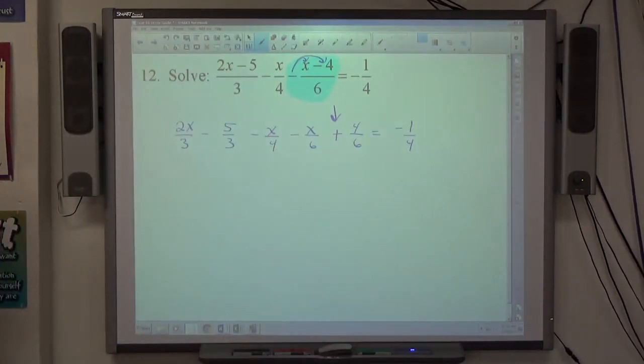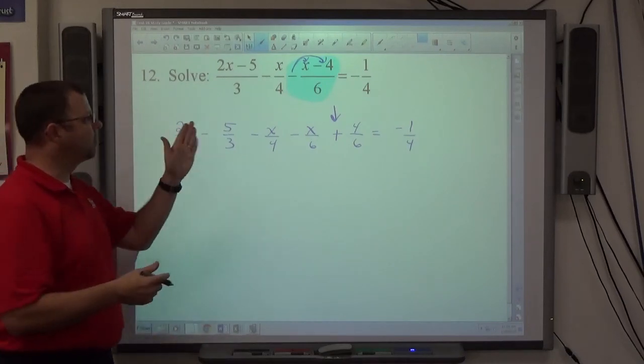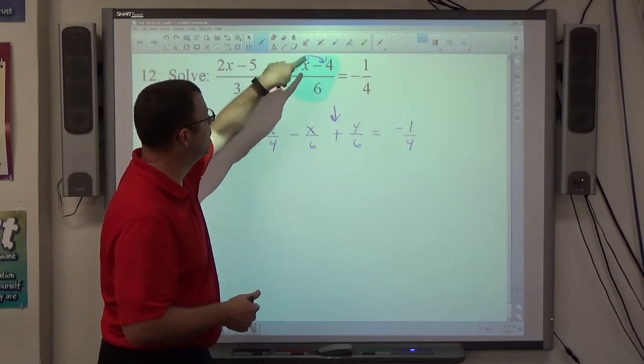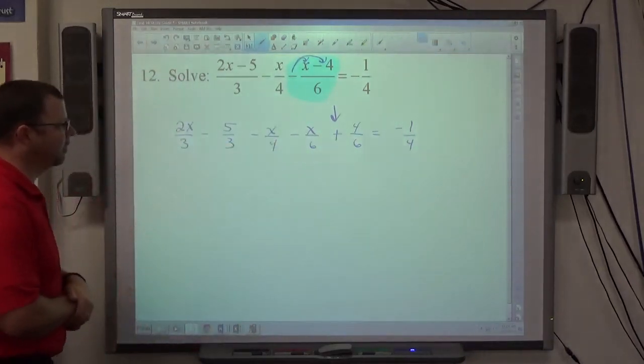So, get everything into a single fraction. Every dual numerator fraction just becomes separate fractions, each over the denominator. This over this, this over this. But again, that minus sign will distribute through, making that fifth term a positive.